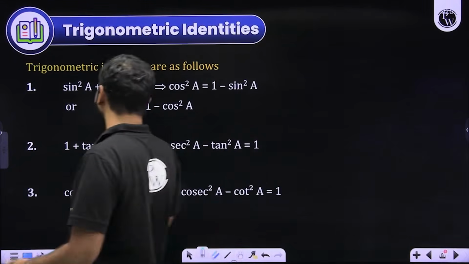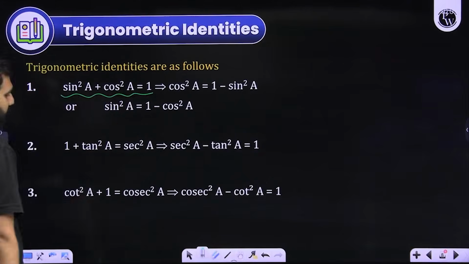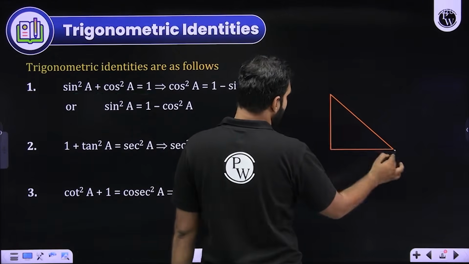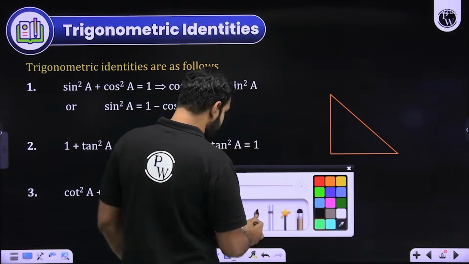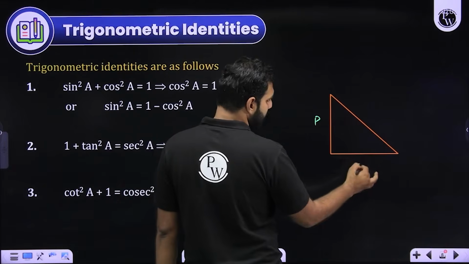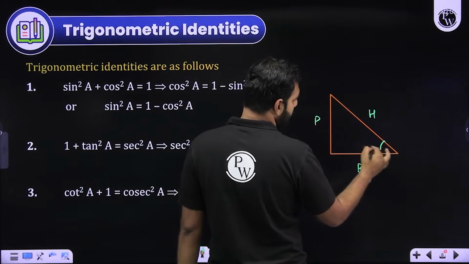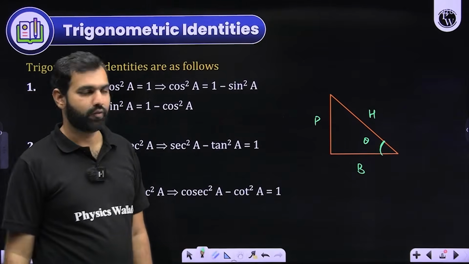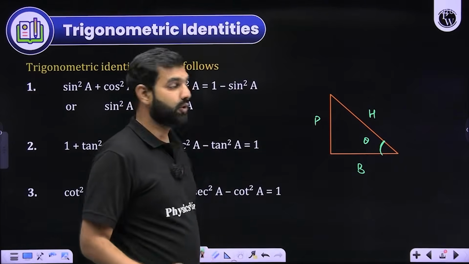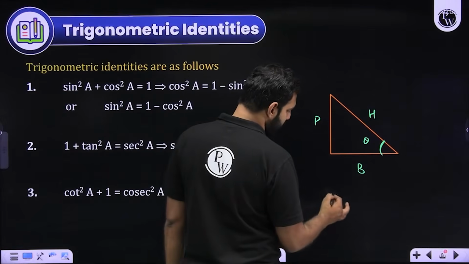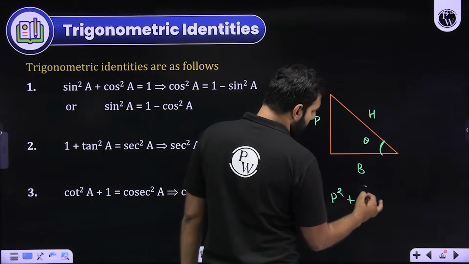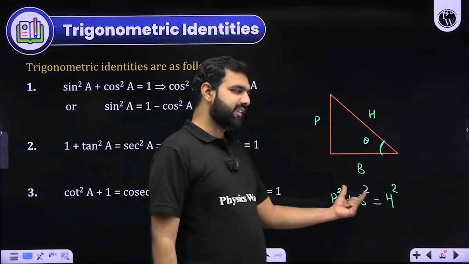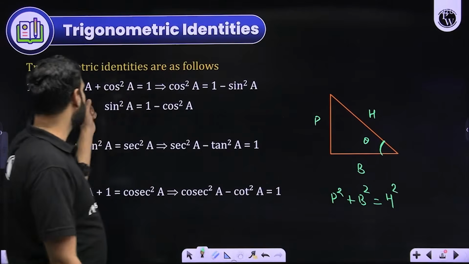The first of them is sine square A plus cos square A is equal to 1. You can prove it by having a right angle triangle. Basically, if you draw a right angle triangle like this, and if you have its, let's say, perpendicular, base and hypotenuse, and here you define an angle as theta, so you can define sine theta, cos theta, and tan theta. Even if you don't, you know how to write the Pythagoras theorem. So Pythagoras theorem says that perpendicular square plus base square is equal to hypotenuse square. So if I divide both the sides by hypotenuse square, I'll get sine square A plus cos square A is equal to 1.